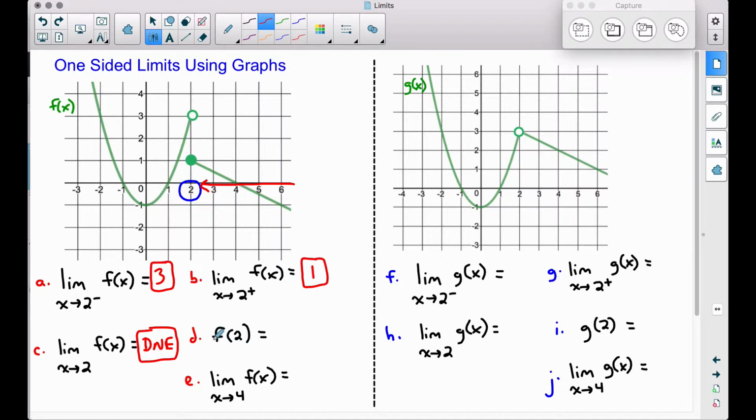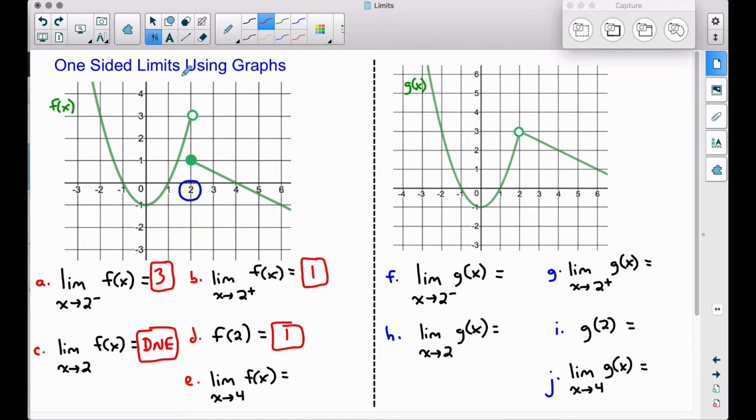Question D, f of 2. This is not a limit. This is just asking you to find what's the value of f when x is 2. That's what this closed dot means right here. So f of 2 is equal to 1. These concepts are going to be important for determining limits, and later on when we talk about continuity, these ideas of left-handed limits, right-handed limits, and the actual value of a function, all of those are going to be important in future tutorials.